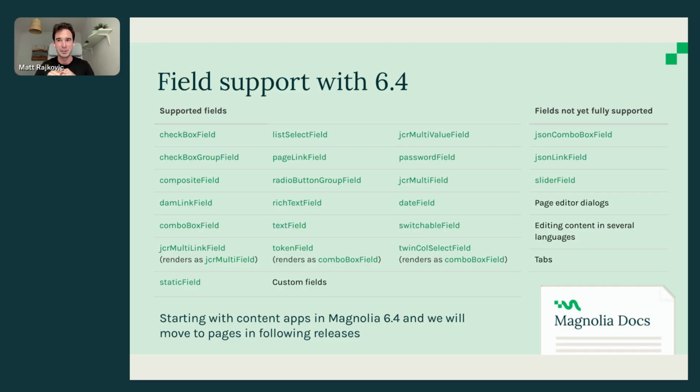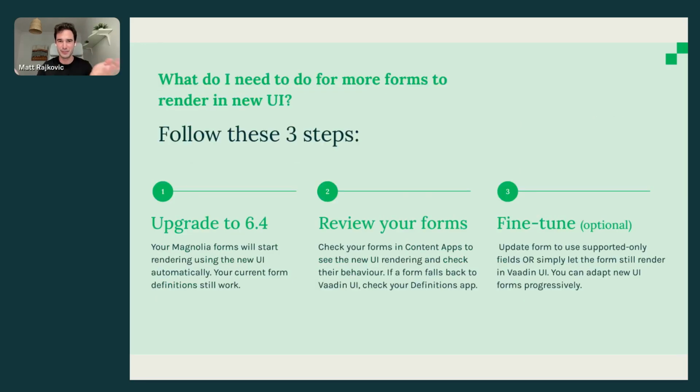One also important thing to mention here is that we are starting with content apps in Magnolia 6.4 with new forms, and we will move to pages in the following releases. So if you are updating to the new forms, you can just follow these 3 simple steps. First of all, upgrade to 6.4 and your forms start to render in the new UI automatically. Second, you can review your forms just to make sure that everything works the way that you expected and that the forms look nice. And last but not least, there is an optional step of fine-tuning.